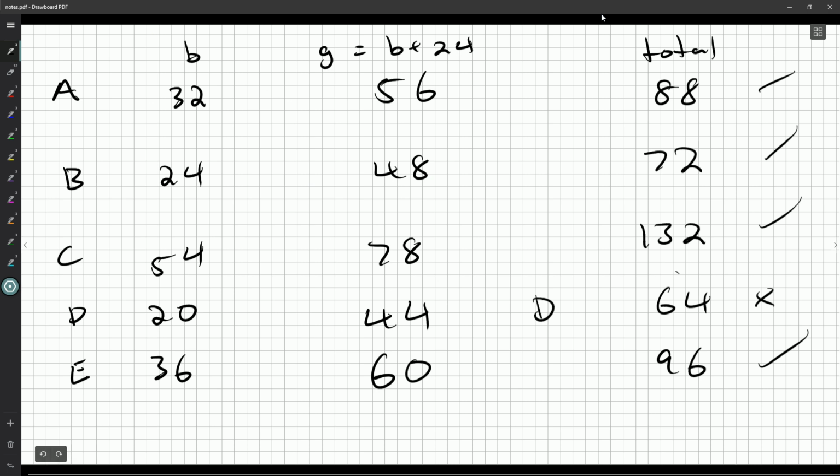And D is the one that is too small. Not enough students in that case. So that was an interesting little question. I can't remember the last time they had a 25 that had some ratio properties or something in it. That was pretty cool. That was a good paper overall.